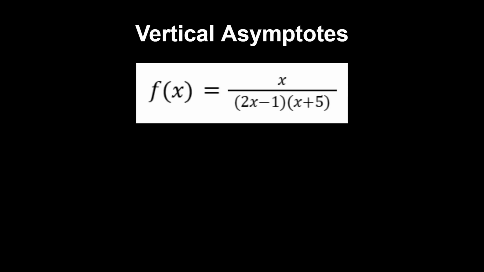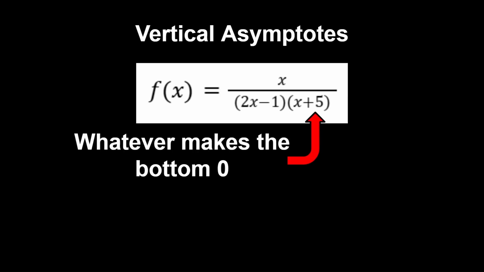If you can cancel a factor, that factor is a hole in the function, and that is called a removable discontinuity. Now, whatever makes the bottom 0 after you cancel everything, that would be a vertical asymptote, which is a non-removable discontinuity. That is the difference between those two. So in this case, x equals 1/2 and x equals negative 5 are both vertical asymptotes and also non-removable discontinuities.